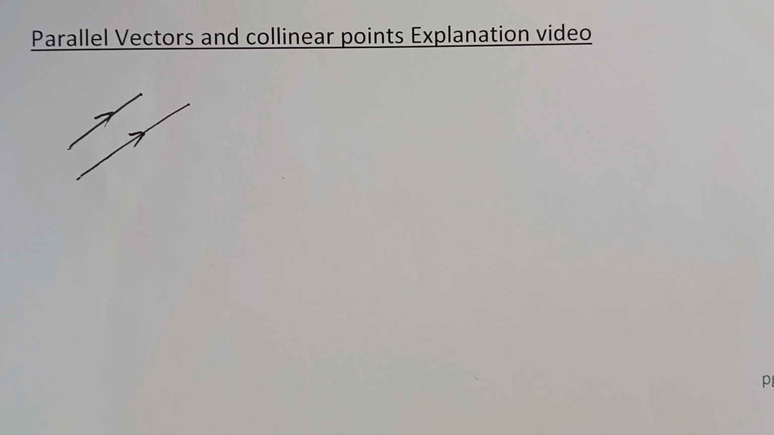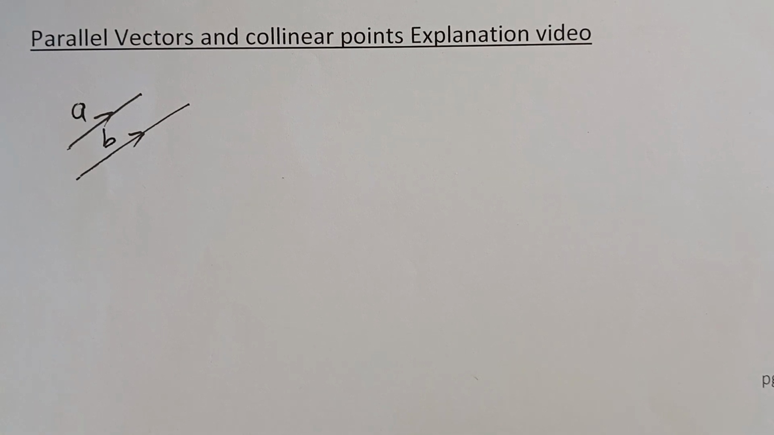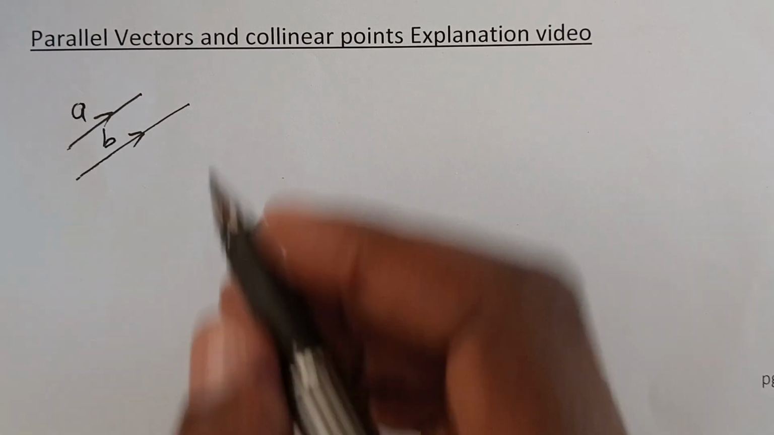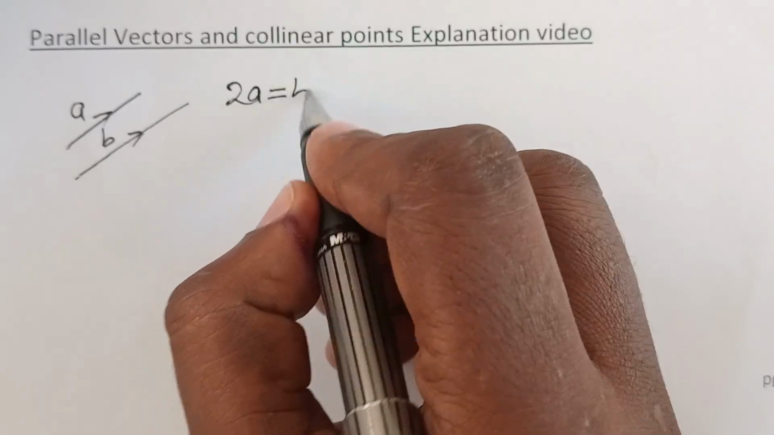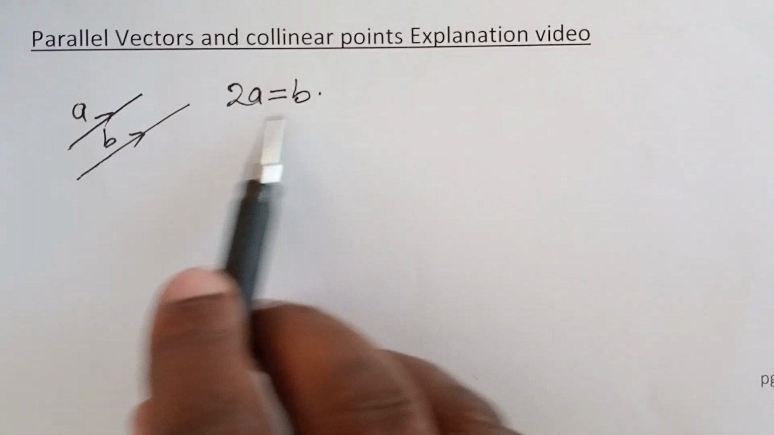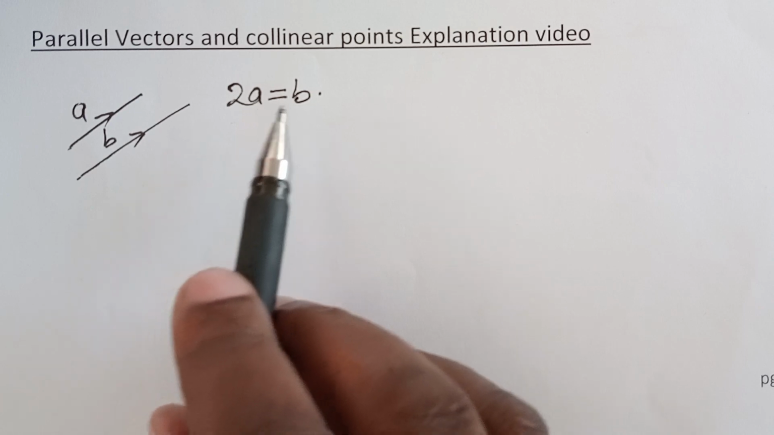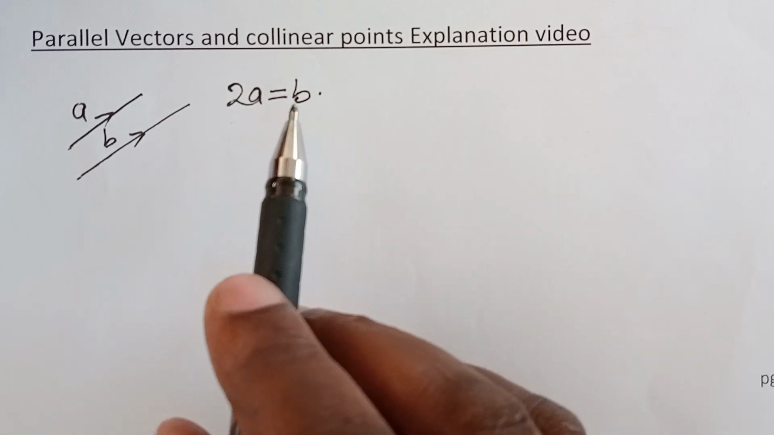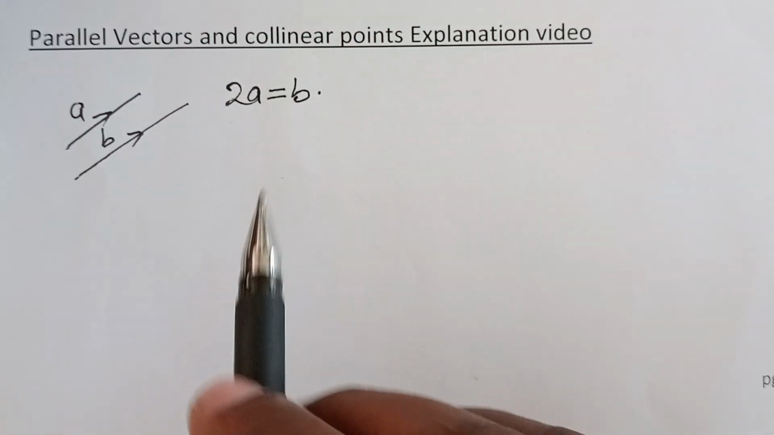Incidentally, vectors are parallel when they can be expressed as a scalar multiple of each other. For example, A and B, you would want to say that 2A is equal to B. Those vectors are parallel. Vectors are parallel when they can be expressed as a scalar multiple of each other. Those vectors are said to be parallel.